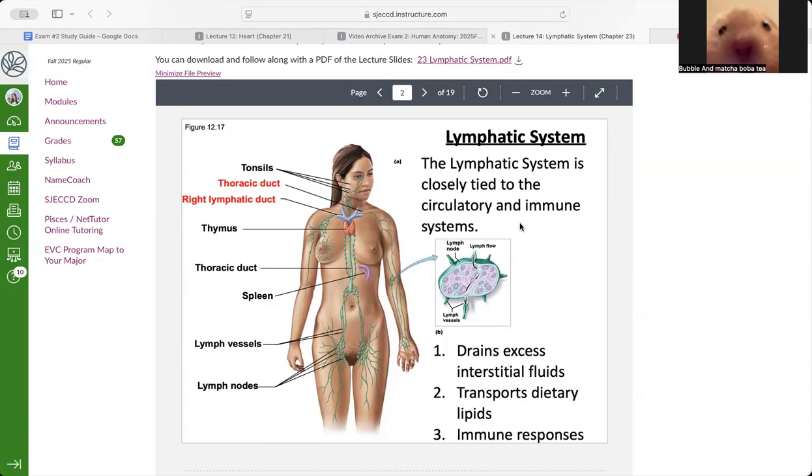It transports dietary lipids, because fats and cholesterol are very difficult to move since they're insoluble and don't dissolve well. So you would need the lymphatic system to carry them. And it also helps the immune system. White blood cells and lymphocytes move over to the lymphatic system for much of their lifespan.